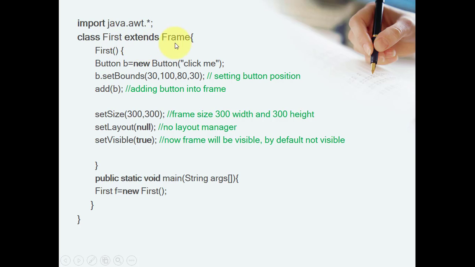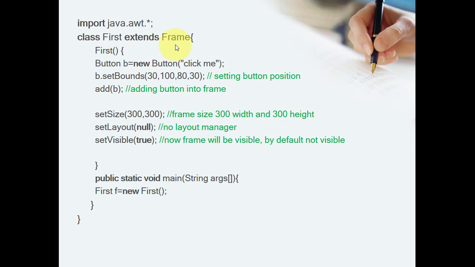Another approach is to create an explicit object of Frame in your program. How do you create an object of the Frame class? Frame object is equal to new Frame. So you can do it both ways. First, this is your example: the first is a frame. Yes, it's a type of frame. Or you can go with a has-a relationship, meaning your class first has a frame. So the has-a relationship is also applicable here, and the is-a relationship is also applicable here. Either you use is-a or you go with has-a.